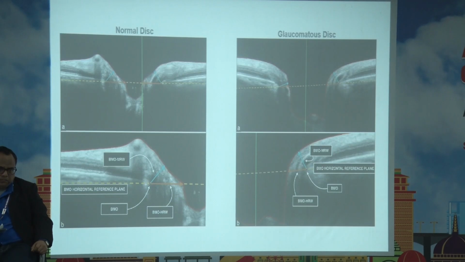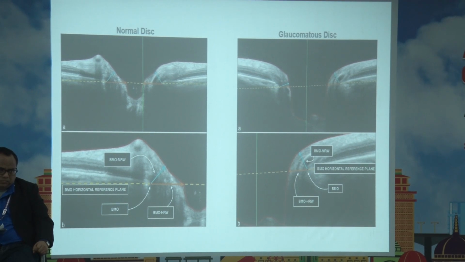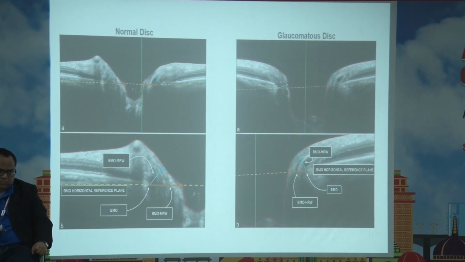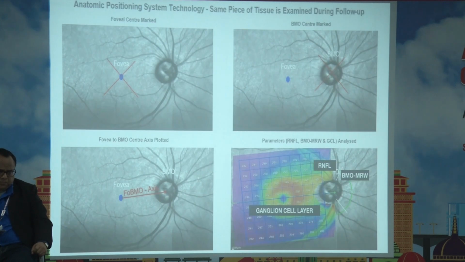So this is a normal disc where you can see that previously the traditional horizontal rim width was the one with the orange arrow on the left hand side bottom, which was the one that was taken. But now it's the blue Bruch's membrane minimum rim width, which even detects a pre-perimetric glaucomatous damage.